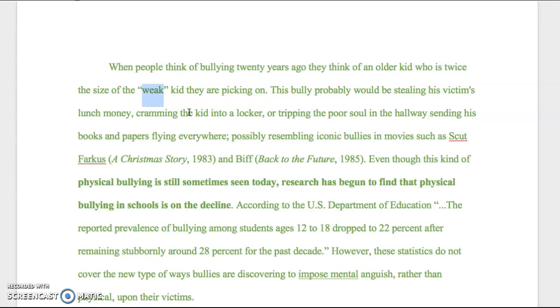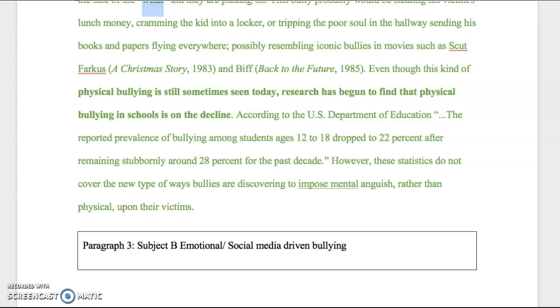And they gave lots of examples of what used to go on in the movies. So Christmas Story has bullying, Back to the Future has bullying, but they also noted, and you could see it in bold, research has begun to find that physical bullying in schools is on the decline. So it's not as prevalent as it was because we do have more rules, we do have more restrictions, we have a no tolerance policy in school, but they're starting to transition to their second subject, which is social media bullying. And they say that in the last sentence. These statistics do not cover the new types of ways bullies are discovering ways to impose mental anguish on people.